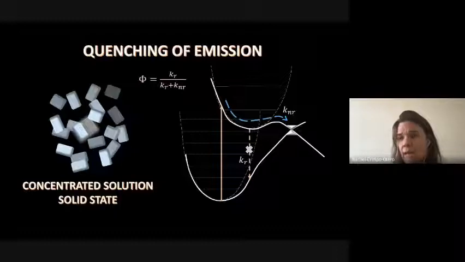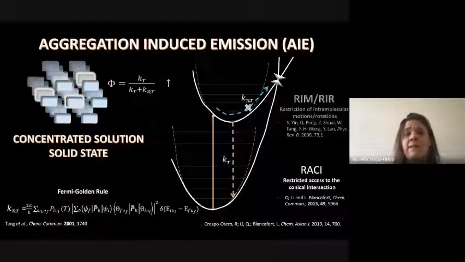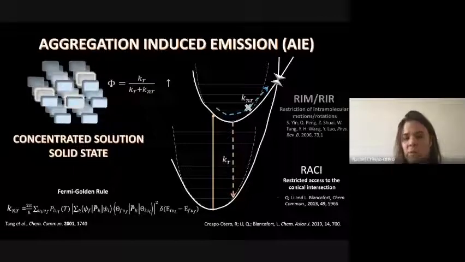So our aim here is to think about how to increase the quantum yields and to focus on this kind of systems. We've been looking at systems that show aggregation-induced emission. What is aggregation-induced emission? Essentially, it is the process where, when you move to the condensed phase, instead of getting a decrease in the quantum yield, you have an increase in the quantum yield.